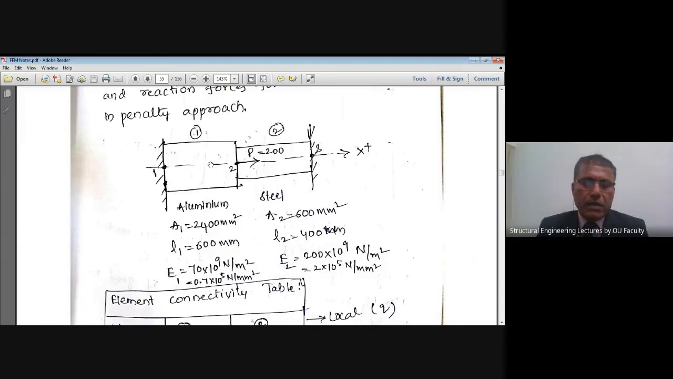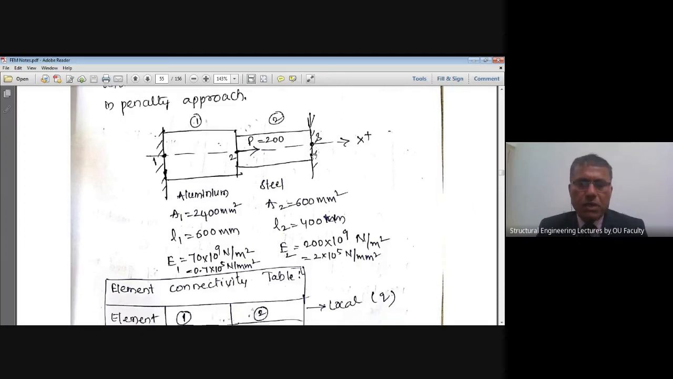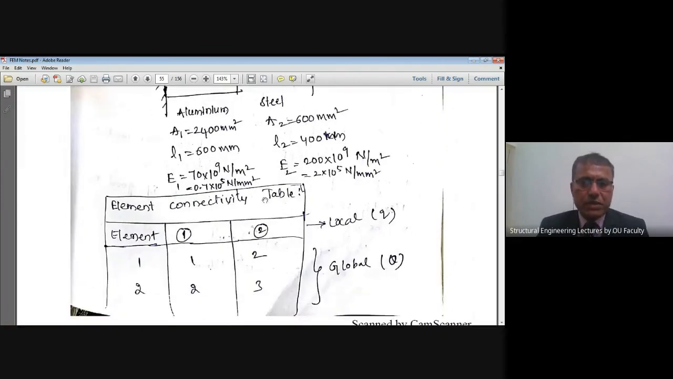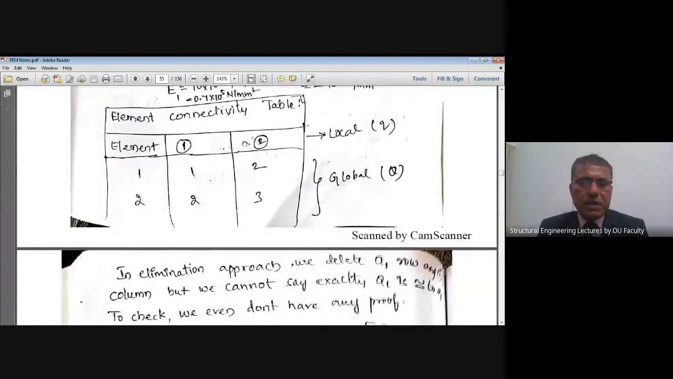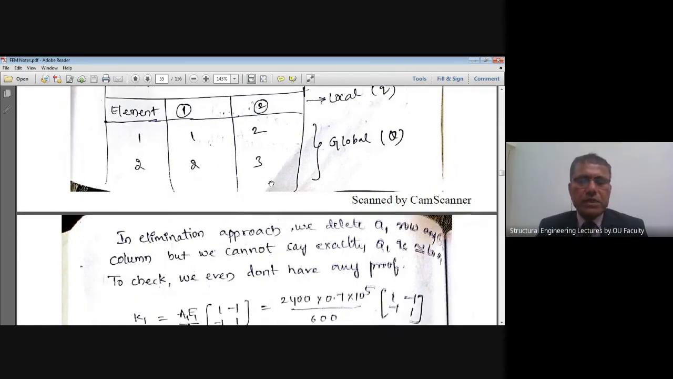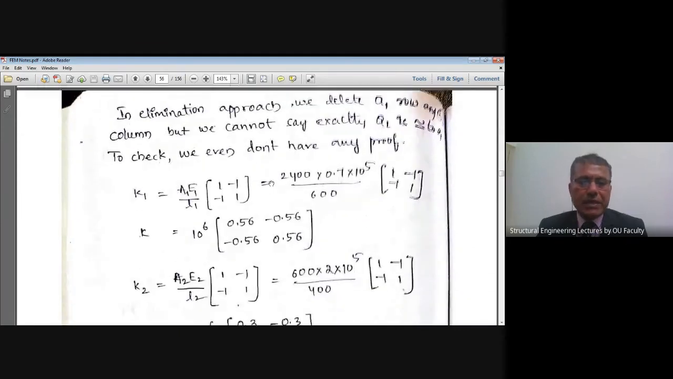At the start of the geometry, there must be node number 1. At the end of the geometry, there must be node number 3. That is how we get good node numbering, 1, 2, 3, students, right? Once I do that, the element connectivity table establishes the relation between the local and global degrees of freedom. The local first and second degrees of freedom of the first element are global degrees of freedom 1 and 2. Similarly, the first and second local degrees of freedom of the second element are global degrees of freedom 2 and 3 respectively.